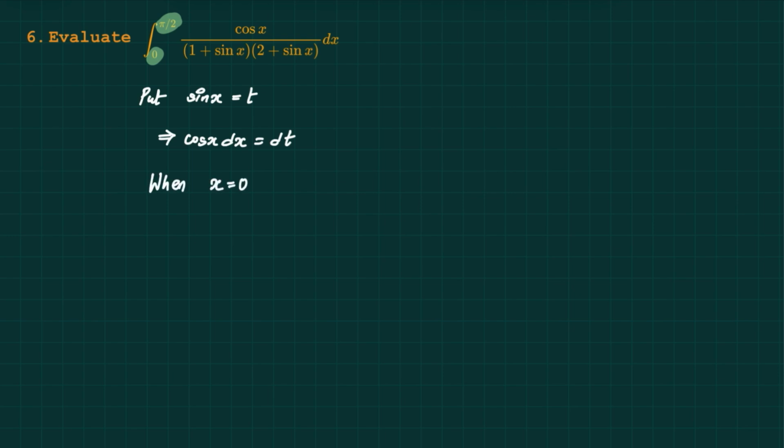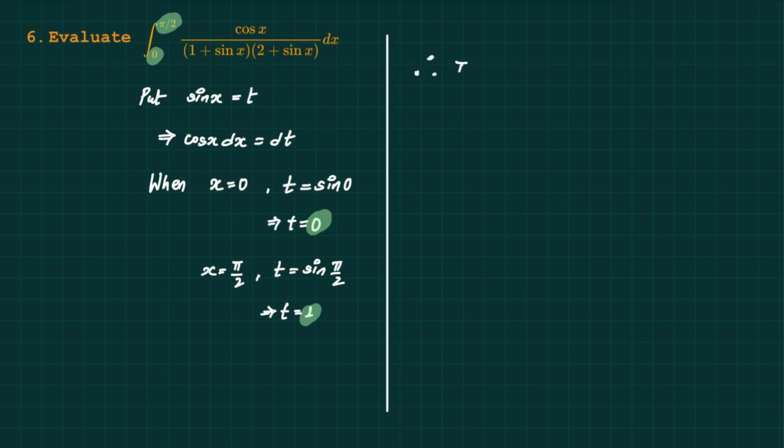So when x equals 0, that is the lower limit, then t equals sine of 0, that means t is equal to 0. And when x equals the upper limit pi by 2, then t equals sine pi by 2, that is t equals 1. So my new lower limit and upper limit is from 0 to 1. Therefore I equals, my new limits from 0 to 1, cos x dx is dt, divided by 1 plus sin x, which is (1 plus t) and (2 plus t).